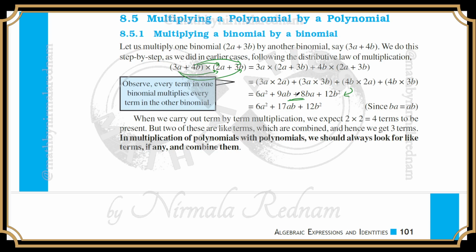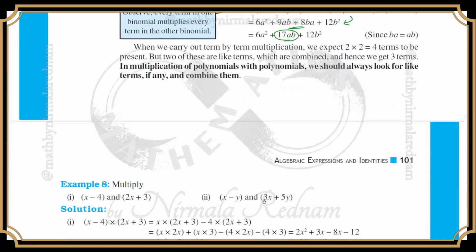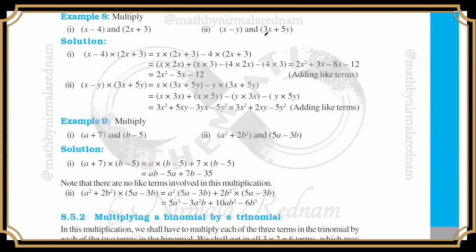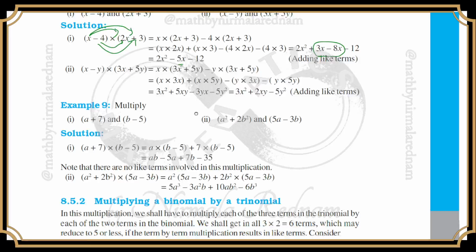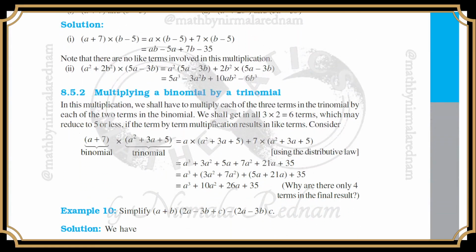For example, here 9ab and 8ba are like terms. So you are going to simplify it and write it as 17ab, right? So that is all there is to multiplying any two given polynomials. So here you can see x into 2x is 2x square, x into 3 is plus 3x, this is minus 8x and this is minus 12. Once you get this, what you're going to do is simplify the like terms, which is in this case 3x and minus 8x, which gives you minus 5x, right? So that is how we will be solving the sums.